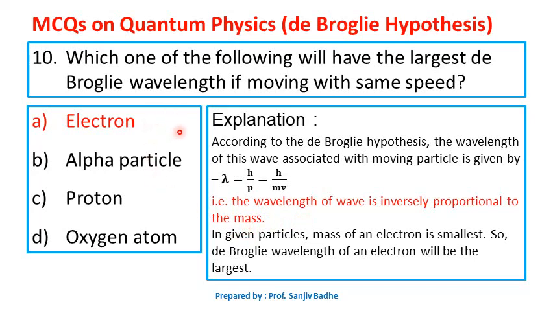Now, among the particles given, the mass of the electron is smallest, and as the mass of the electron is smallest, the de Broglie wavelength associated with the electron will be largest. So because the wavelength is inversely proportional to mass, the particle with smallest mass will have the largest wavelength. So the answer to this question is electron.